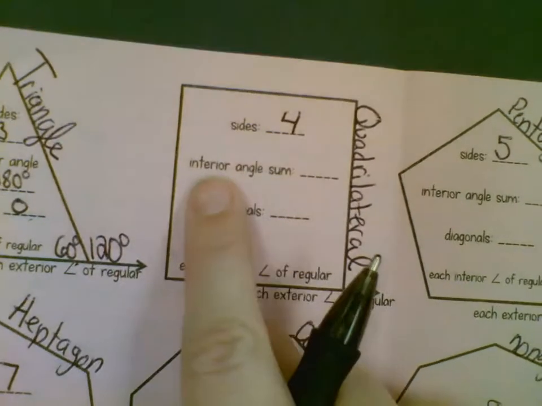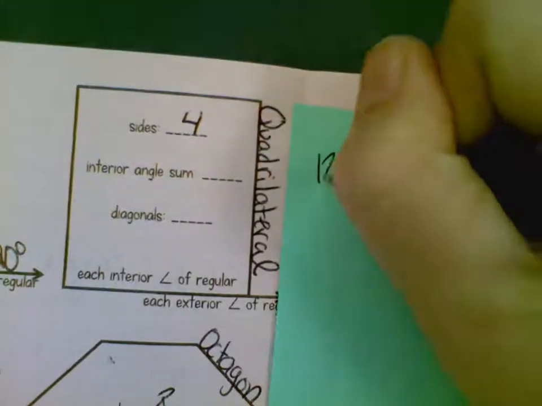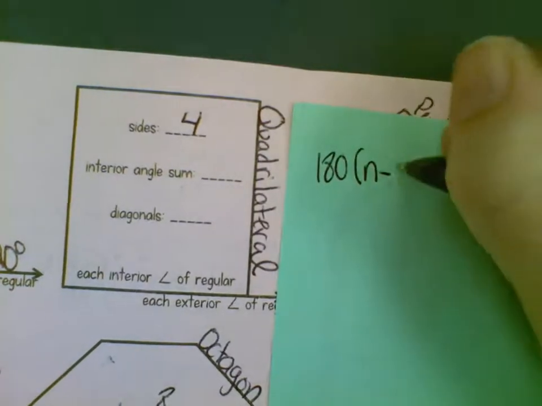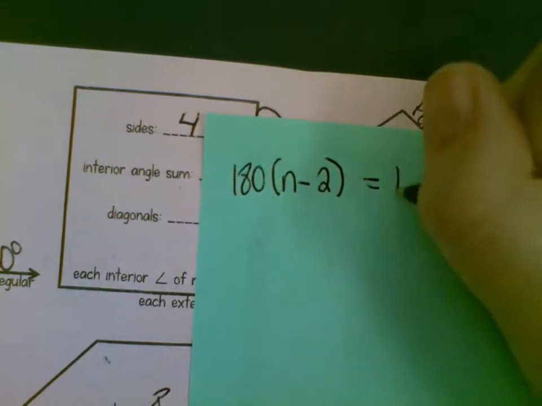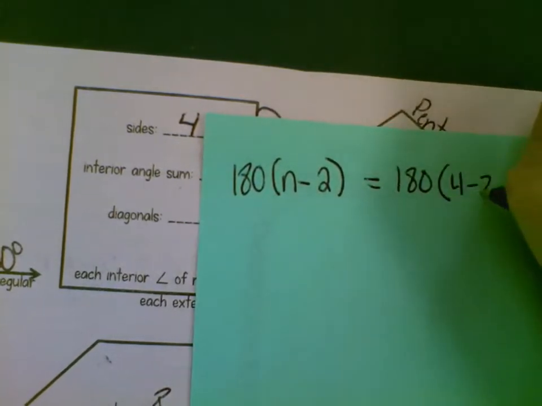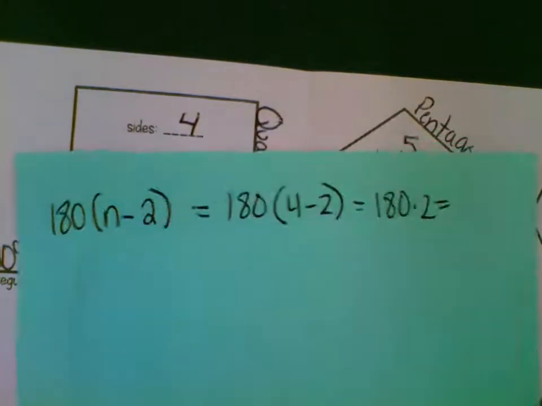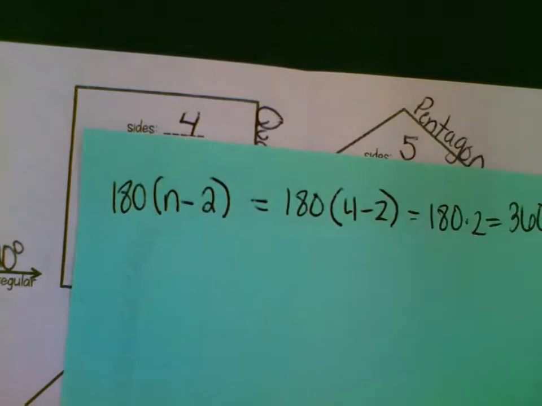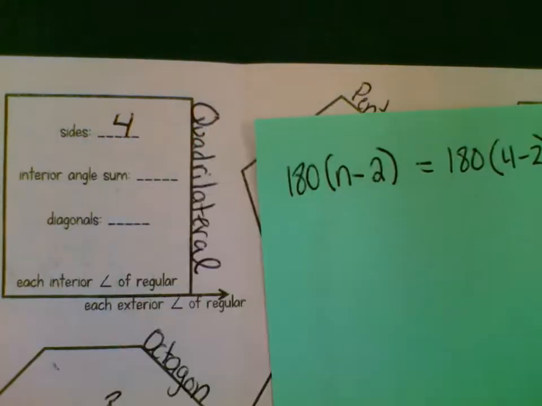Okay, so let's go over to our quadrilateral. And I know we've talked about the interior angle sum of a quadrilateral, but we're going to do this one with a formula so you guys can see how the formula works. So for the interior angle sum formula, that is 180 times n minus 2. So n is the number of sides, so we would have 180 times 4 minus 2, which is 180 times 2, which gives us 360. So the interior angles of a quadrilateral always add together to equal 360, which we've talked about before.